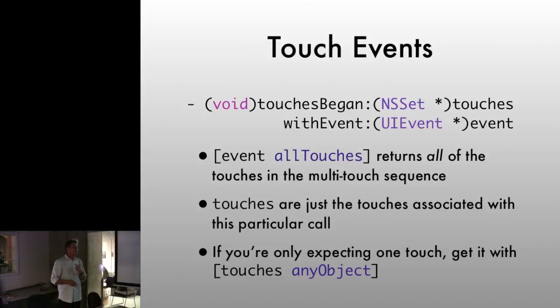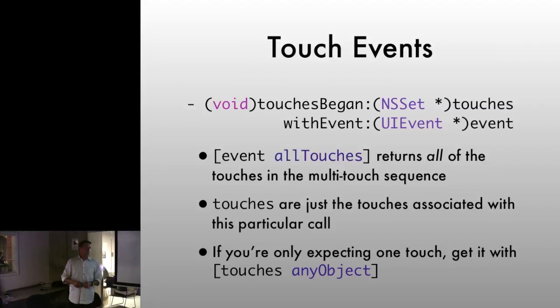The distinction, if you're only dealing with one finger, they're actually going to be in the same set. If there's only a single touch, it's going to be the same set. The difference is if there's multiple touches. So basically, all touches is the set of all touches that are currently down.